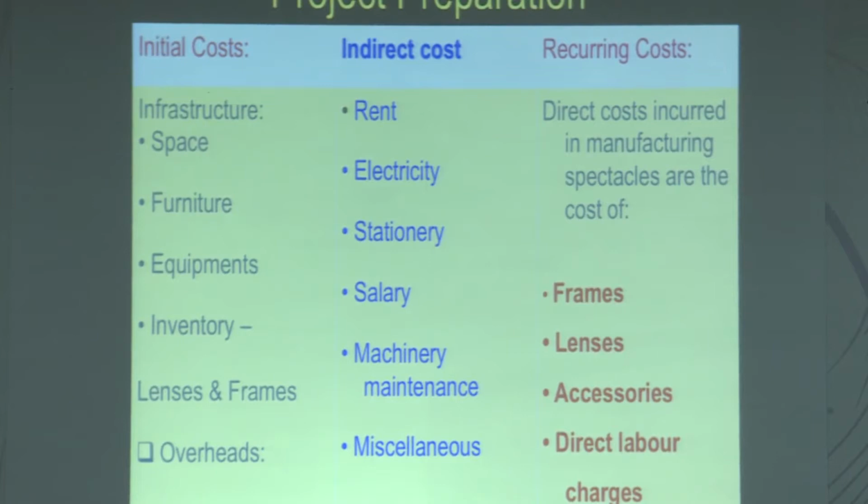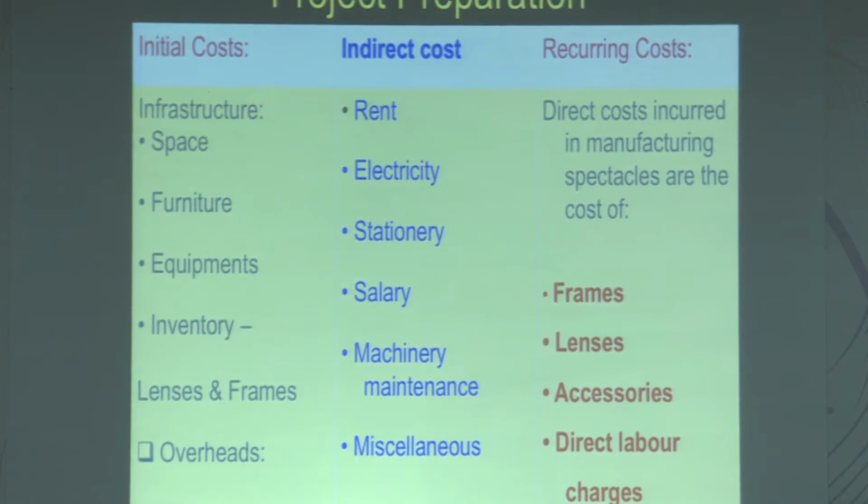If you are in a rented building, that is the cost: rent, electricity, stationery, and the salary for the person you are going to maintain. Ideally, at least one person should be a trained optometrist or a trained optician so that he can take care of the nuances of your unit. Important, if you are having a lot of machines like a fitting unit, then you need to have a maintenance factor also.